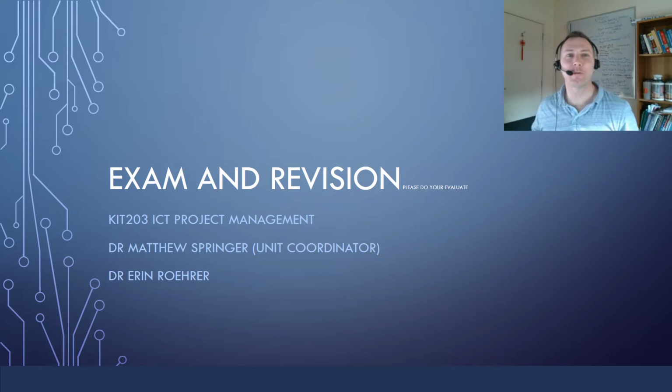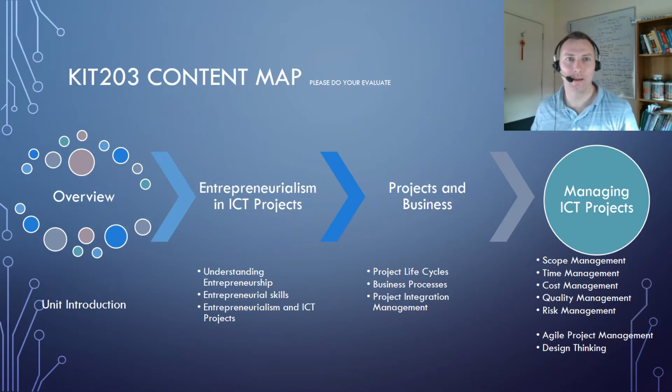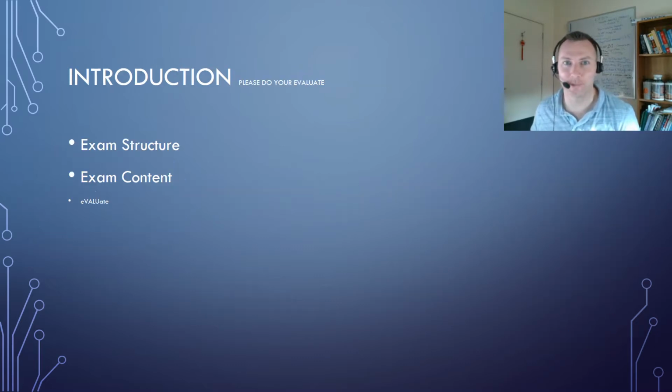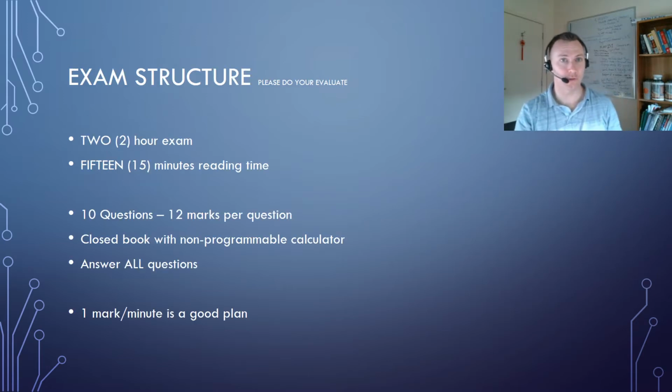This is our exam and revision lecture. We've now been through our entire content map. In today's lecture, I'm going to tell you the things that you need to revise for each section of the content map, so you should have a biro and pay attention. We'll look at the structure of the exam and what's on the exam so that you know what to study. This is the structure of the exam.